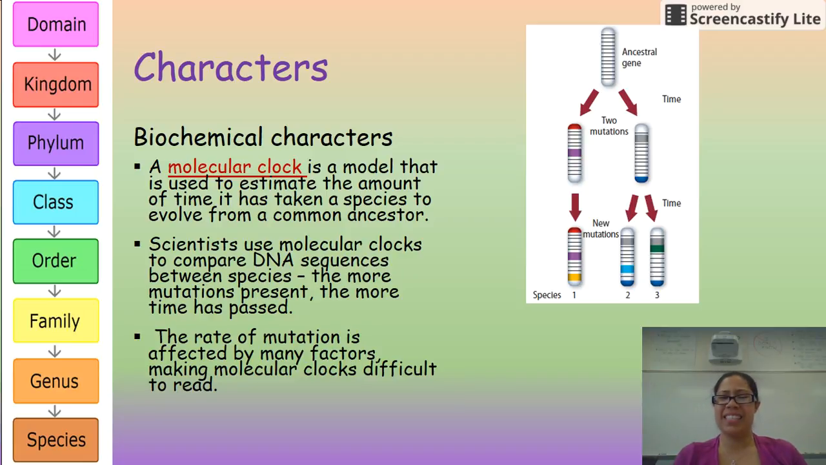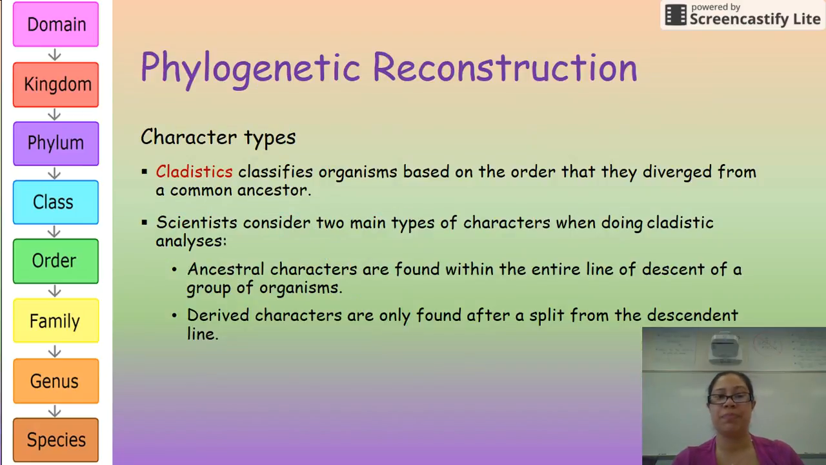Molecular clock. This is going to take into consideration each of the biochemical changes that happen. It's going to track it all. It can be kind of hard to read a molecular clock because the rate of mutation isn't consistent. We'll talk more about that when I come back to class.